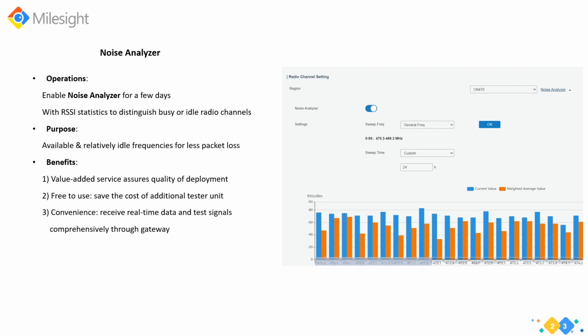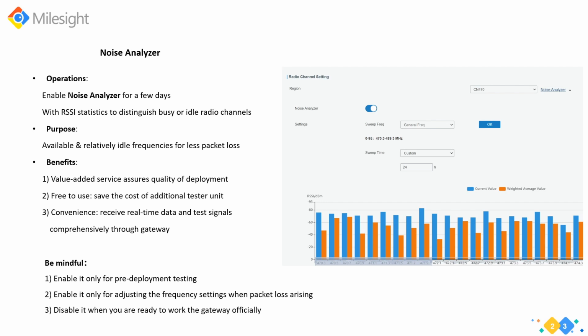And if you have several gateways, just deploy them at different places to find the optimal frequencies in that region with this same function. And please be mindful, this feature only works in the testing period, in the pre-installation stage. It can assist you in picking the frequencies. And once you are ready to run the solution officially in the field, please don't forget to disable it, and think of the packet loss. You can enable it again to scan the frequencies and adjust your settings as a debug tool. It can help you find the idle and relatively idle frequencies again.